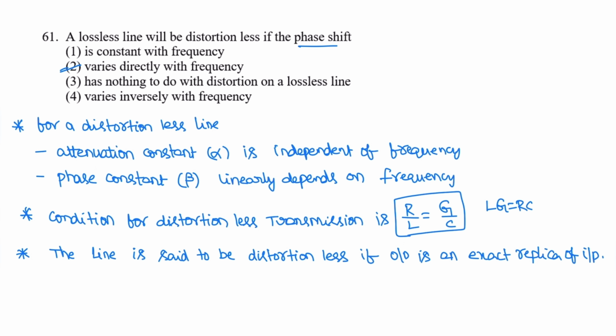So one is the condition LG is equal to RC, and the line is said to be distortionless if output is an exact replica of the input, and every lossless line is distortionless but the converse is not true. For distortionless line, attenuation constant alpha is independent of frequency, and phase constant or phase shift linearly depends on frequency. So the correct option is 2.